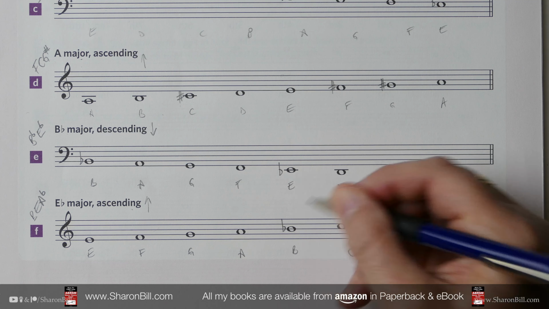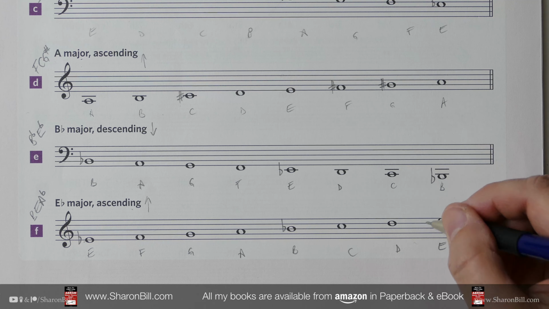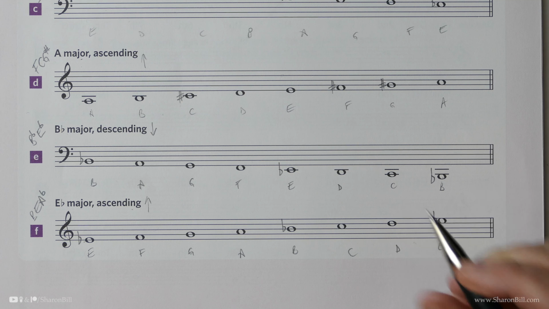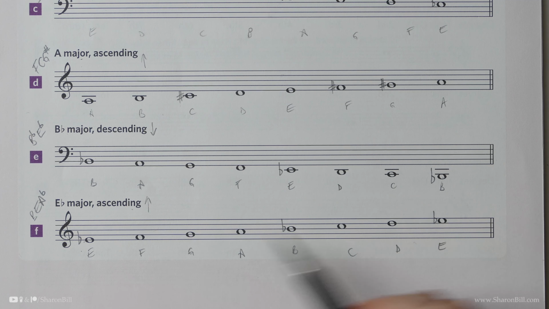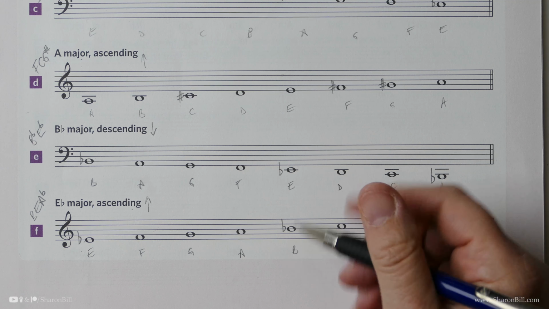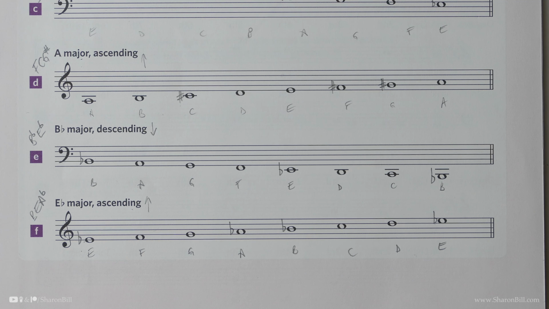B flats. The E flat will come twice because the tonic, the first and the last degree of the scale, the 1 and 8, both need to be flat. The tonic is E flat, both times of course, and then A flat will correctly finish that scale.